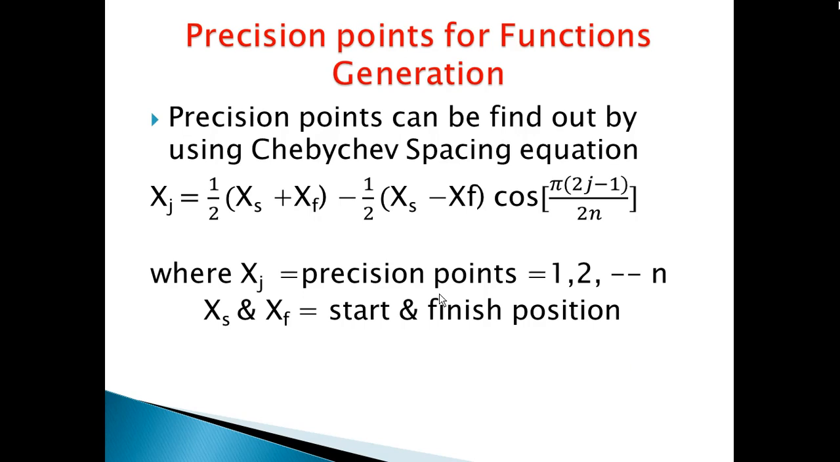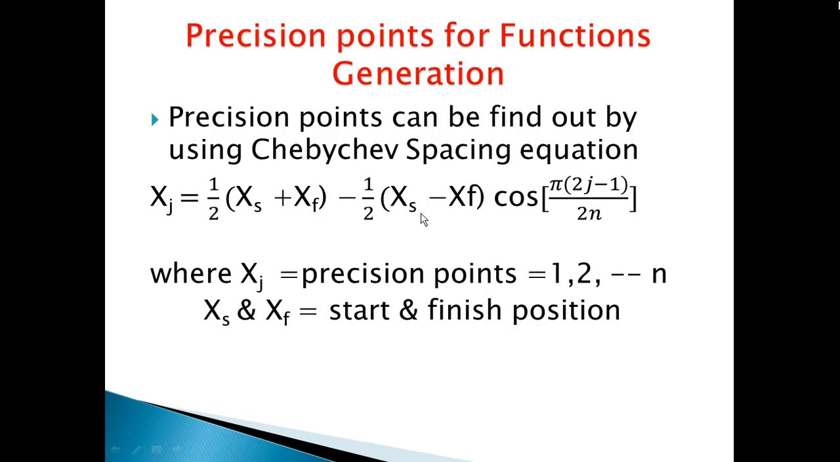Generally we require these precision points, and for the first trial method they can be achieved with the help of the Chebyshev spacing equation, which is given over here, that is xj. The j represents the precision points, where there is a first precision point, second precision point, and so on. xj is equal to 1 by 2 (xs plus xf), that is starting point and finishing point, minus half of (xs minus xf), the difference between the starting point and finish point, into cos of pi into (2j minus 1).